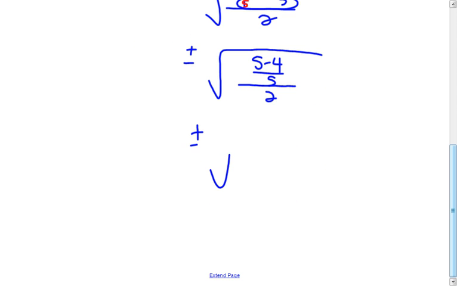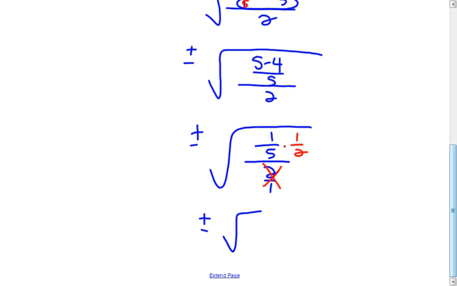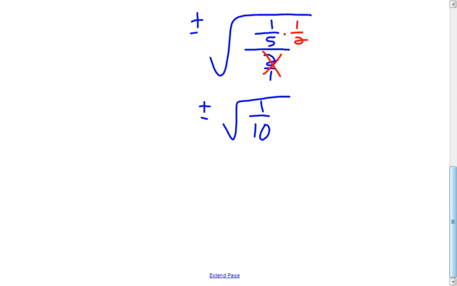Well, clearly, 5 minus 4 is 1 over 5 over 2. And think of this as 2 over 1 right here. And so instead of dividing by that 2, I can multiply by the reciprocal, and the reciprocal to 2 over 1, of course, is 1/2. So now I have plus or minus the square root of 1/10. And you're going to be tempted to leave it here, you guys, but you have to keep going, okay?